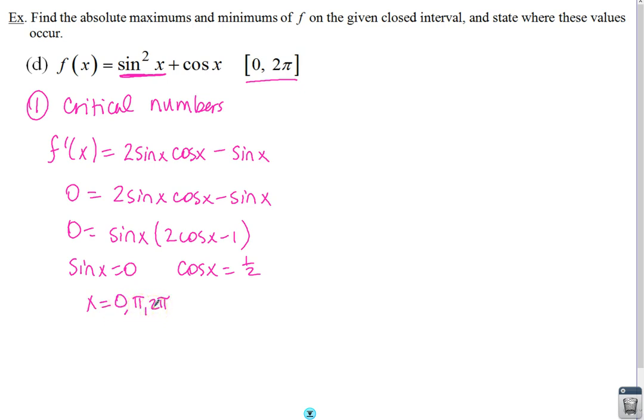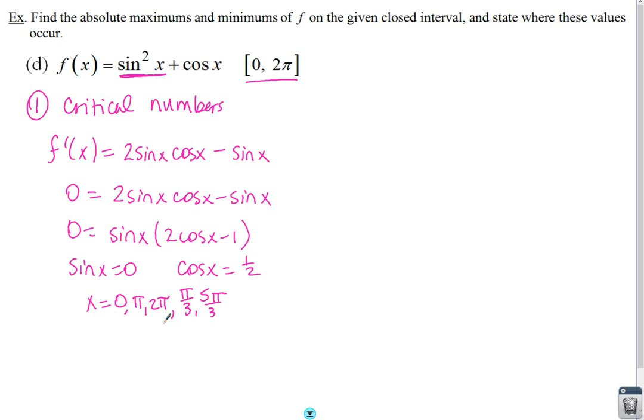Again, cosine of x is equal to 1/2. There are infinite answers to this equation, but I only want the ones that satisfy this interval, so basically within the unit circle. And that's going to occur when x is equal to pi over 3 and 5 pi over 3. So these are all of our critical numbers. Now, luckily, you might notice two of your critical numbers are also your endpoints. So when I go to evaluate them, I'm going to have them all already evaluated.